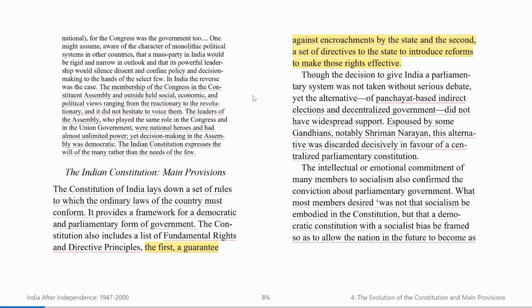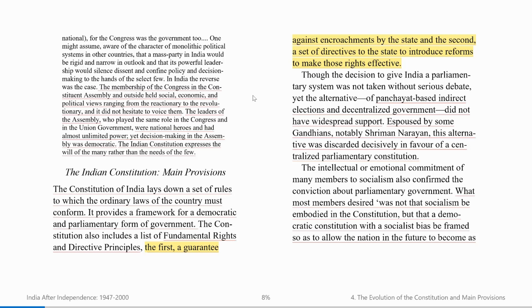So remember, it is not fundamental rights against DPSPs. It is DPSPs which, if they are implemented in letter and spirit, would allow fundamental rights to become effective. Some people don't understand this. There has always been a debate after the Constitution. There was also the idea of giving India a parliamentary system, which was not adopted without serious debate.